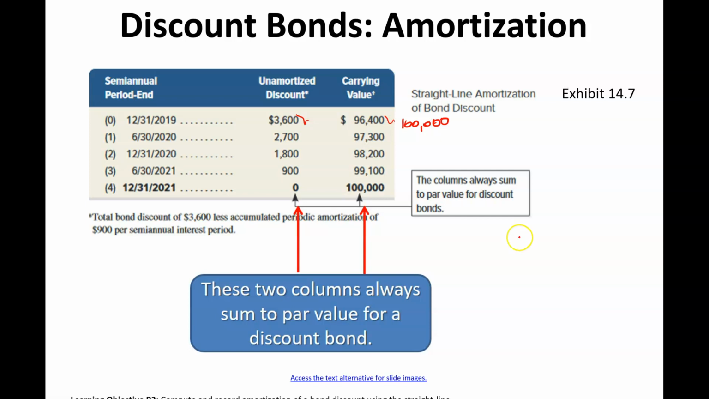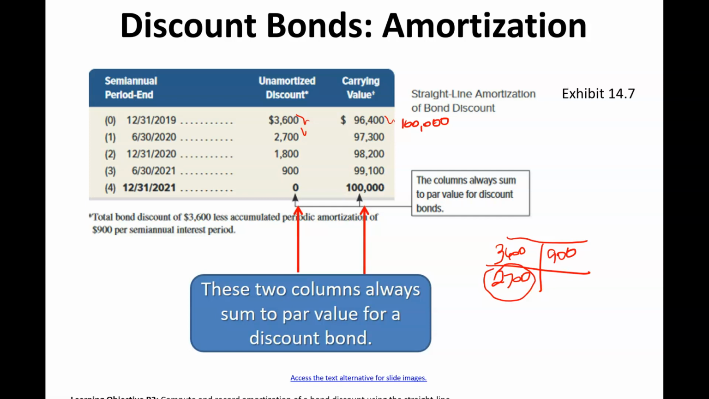Here's the discount on bonds payable. We had $3,600, and then the first was a credit of $900. That leaves us a balance of $2,700 after the first payment. So when we make the first payment, the $3,600 is not all unamortized because we just amortized $900. So now the balance is $2,700, which shows right here.